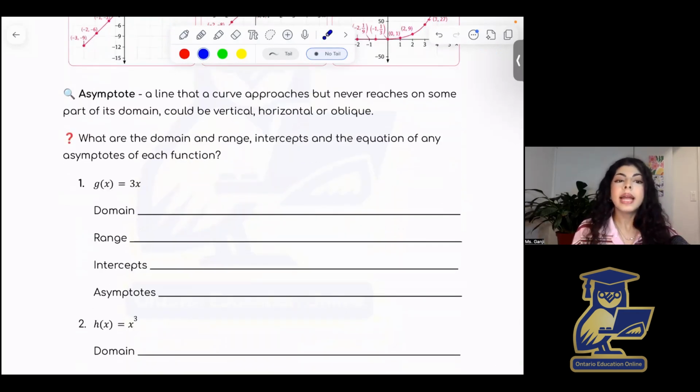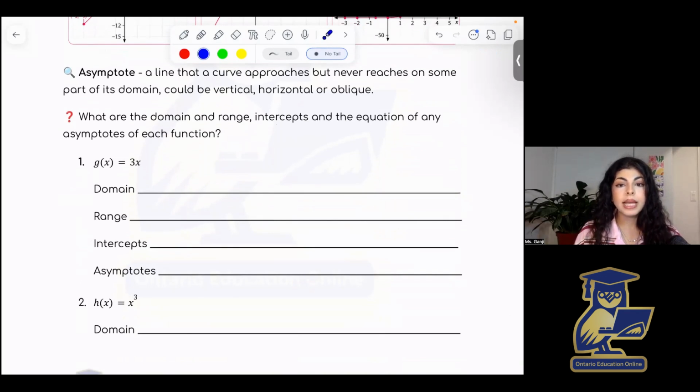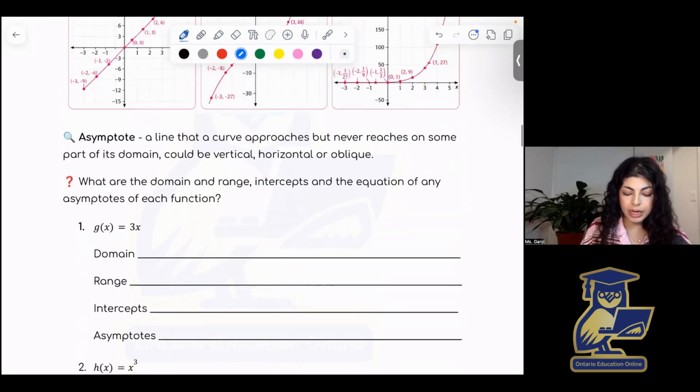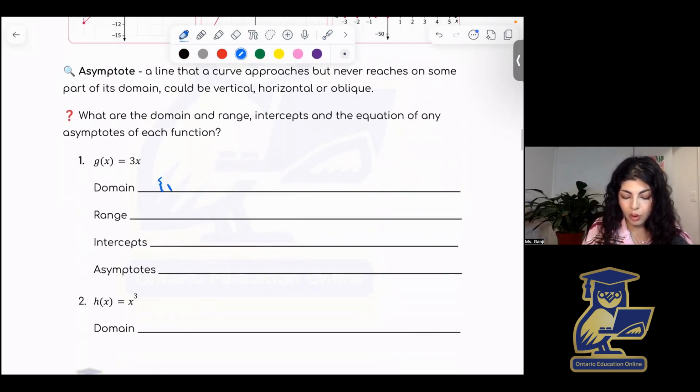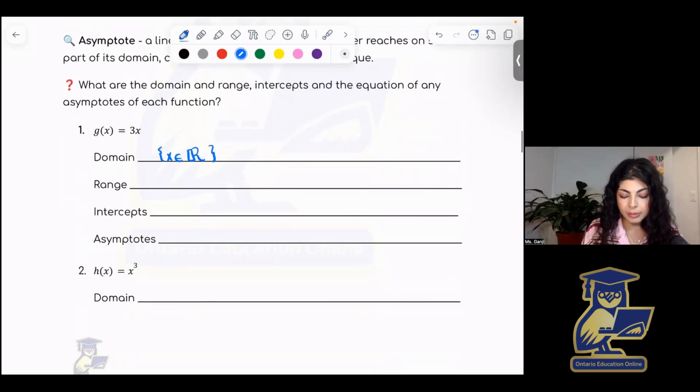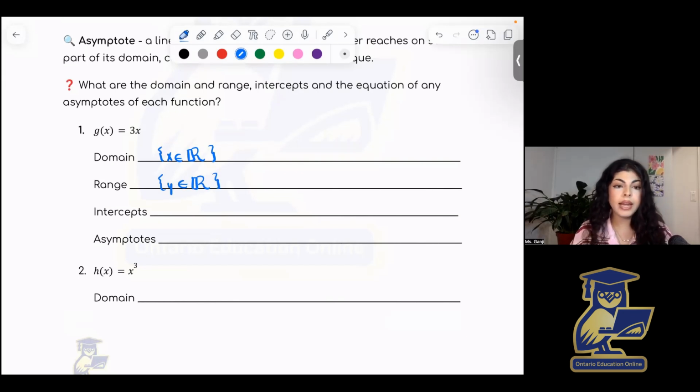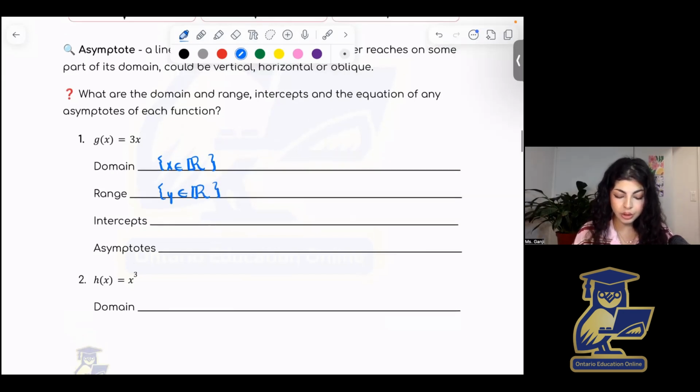So now we're just going to be analyzing the domain, range, intercepts, and the equation of any asymptotes for each of these functions. So with our linear function, we know that the domain is just all real numbers. So x can be any value. And similarly, the range can also be any value as well. We don't have any restrictions on the domain and the range.